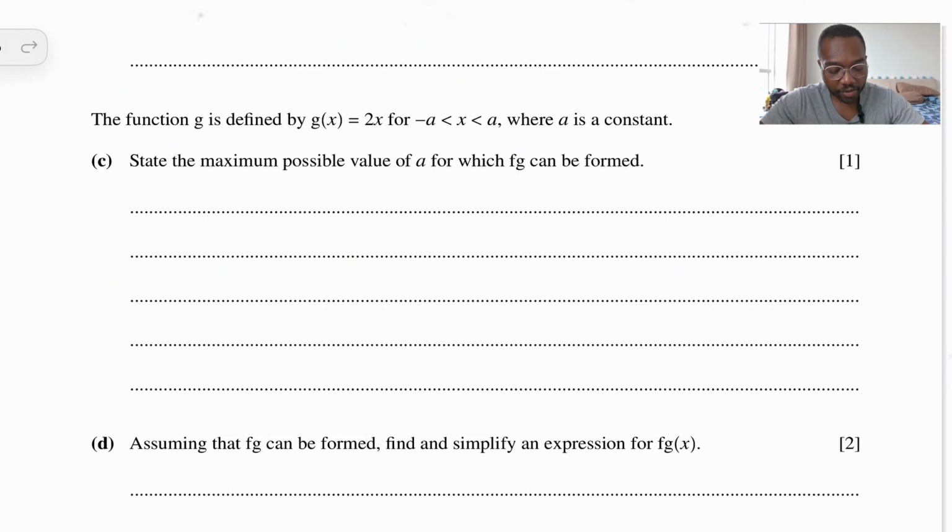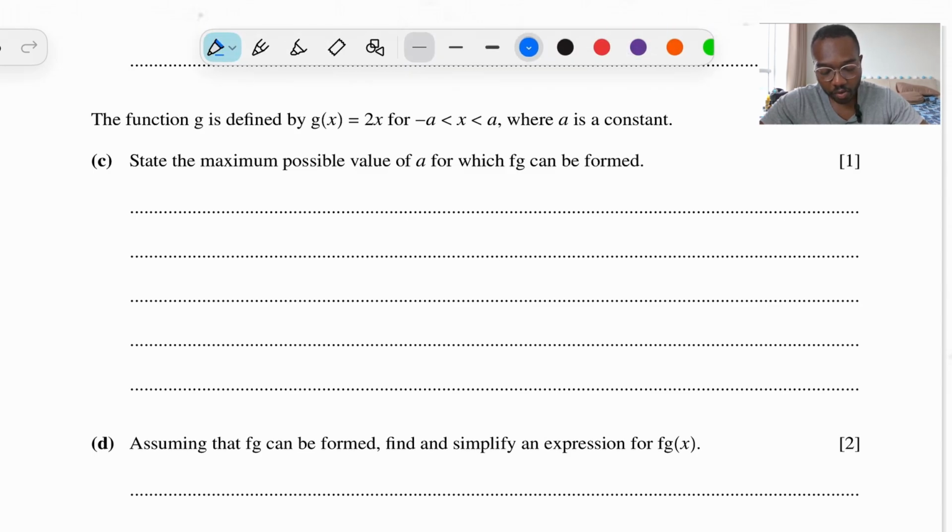For part C, we have the function g defined by g of x equal to 2x for minus a less than x less than a, where a is a constant. State the maximum possible value of a for which fg is formed. So if we have f of g of x, and we know that g of x is 2x, that's the same as saying f of 2x, okay?